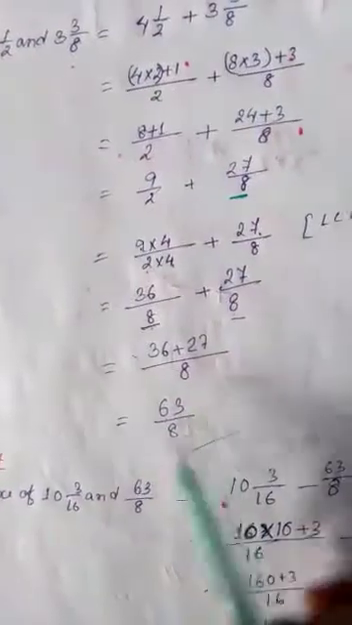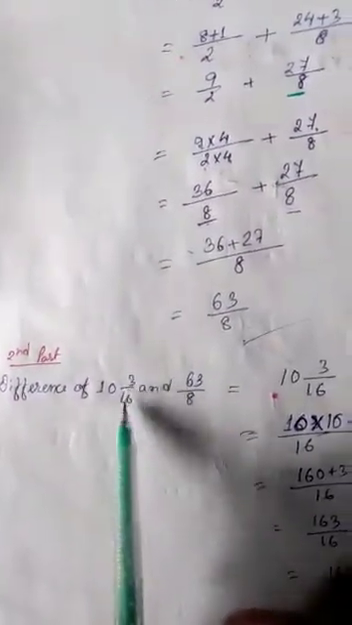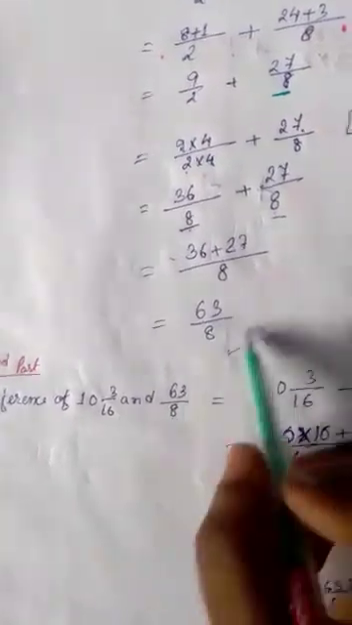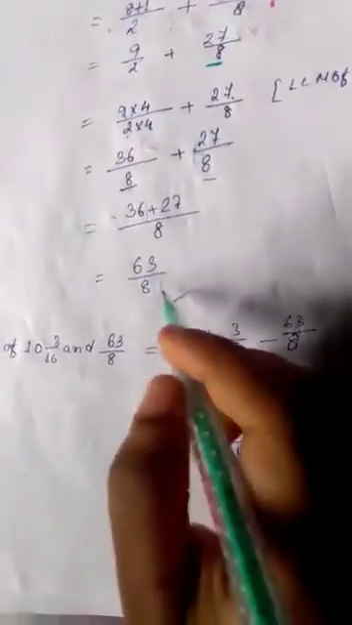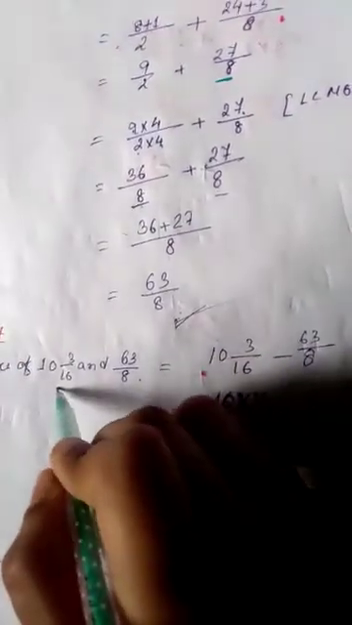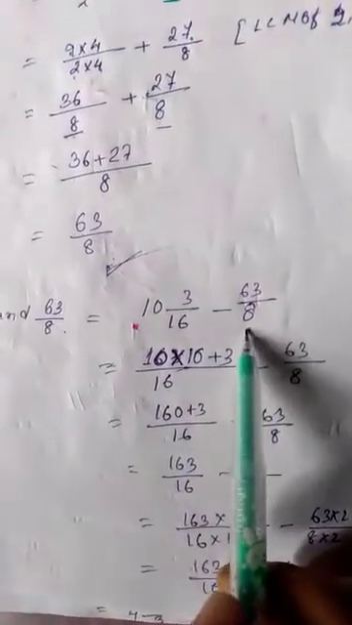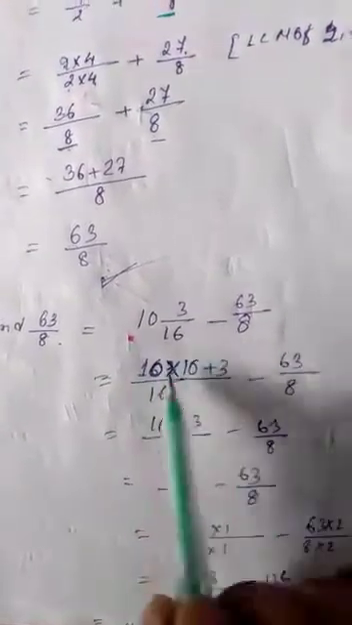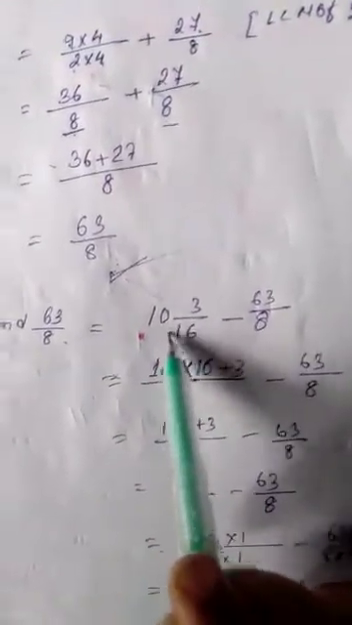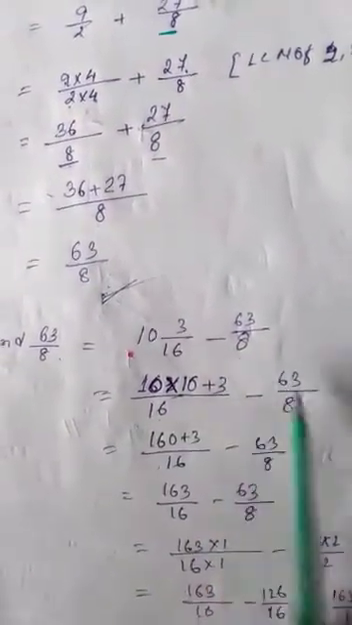So now we have got the total sum of these two fractions. The second part is the difference of 10 of 3 by 16 and 63 by 8. Whatever summation we have got, we have to subtract it from this fraction. So 10 of 3 by 16 minus 63 by 8. Okay children, now 10 into 16 plus 3 divided by 16, minus 63 by 8.